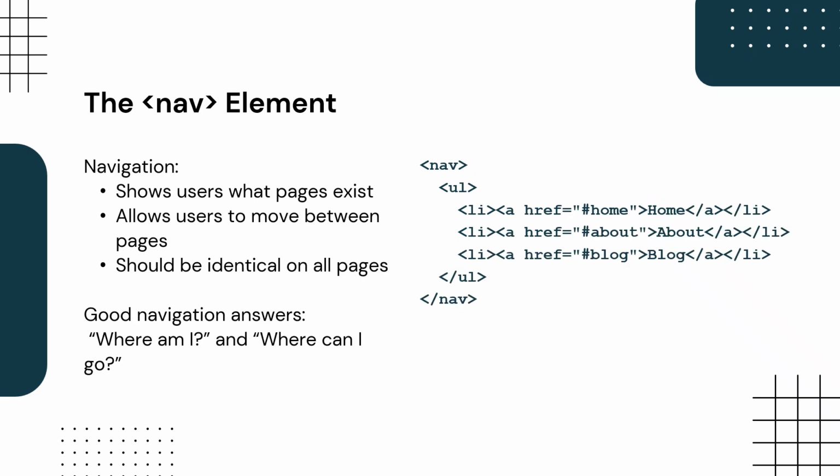Now, the nav element is one of the most important parts of the scaffold. Navigation tells users what pages exist and how to move between them. So you're going to use the nav to wrap your navigation links. In this module, your navigation should link to at least 3 pages, like a home page, an about or a mission page, and maybe a contact or another relevant page. Navigation should be identical on every page. So if a user clicks About from the home page and then clicks Contact from the About page, the experience should feel seamless.